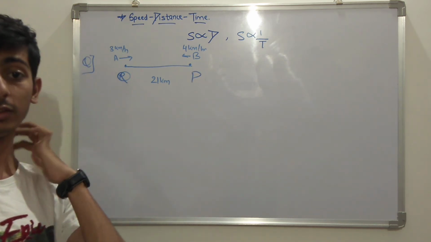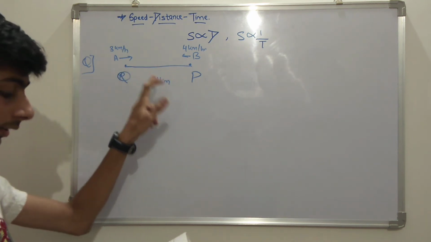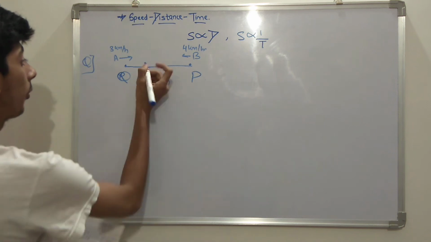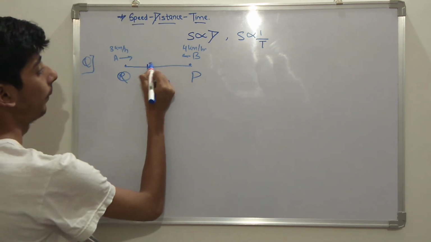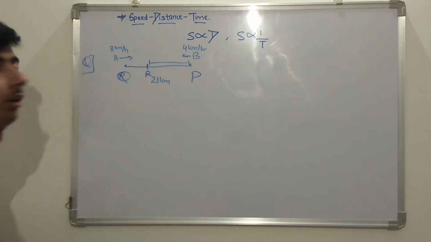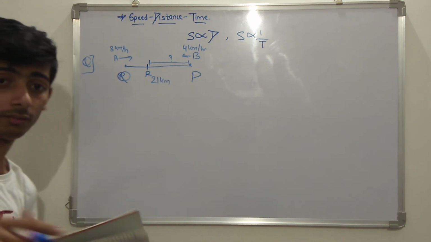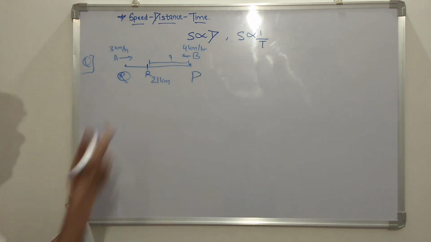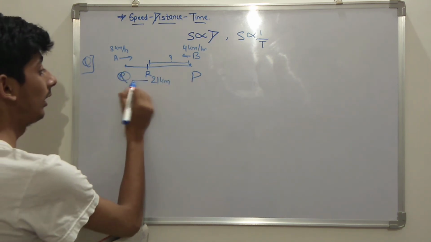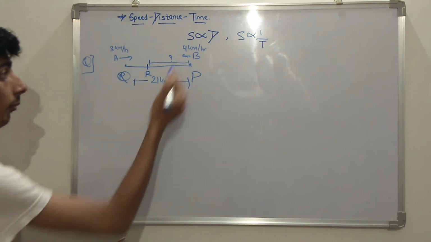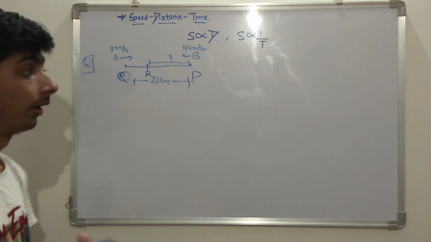If B reaches Q and immediately returns, and meets A at a point R, now we need to find the distance P to R. This is to be found. And once again I will be repeating the question. If A and B both are moving in opposite directions, the distance between them is 21 kilometers and B is moving at 4 and A is moving at 3 kilometers per hour respectively.